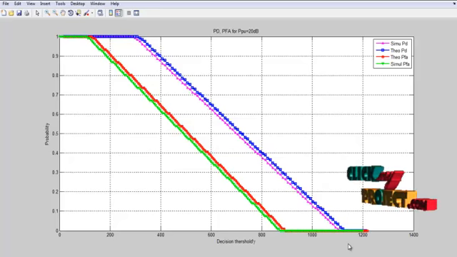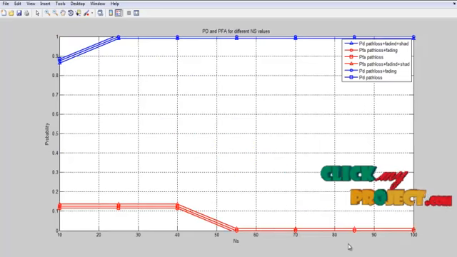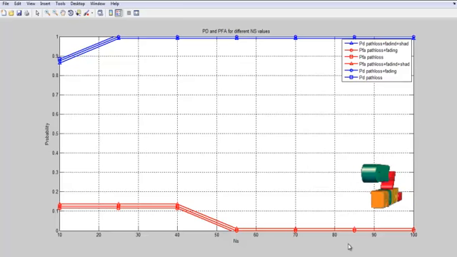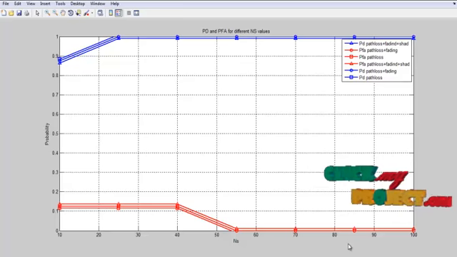It is inferred that the simulated probability of detection and theoretical probability of detection values are coherent, and the probability of false alarm values are also coherent. It is inferred from the graph that as the value of the decision threshold increases, the probability of detection and the probability of false alarm decrease. The next graph is plotted between probability of detection and probability of false alarm with different values of ns samples. The blue lines indicate the probability of detection and the red lines indicate the probability of false alarm.